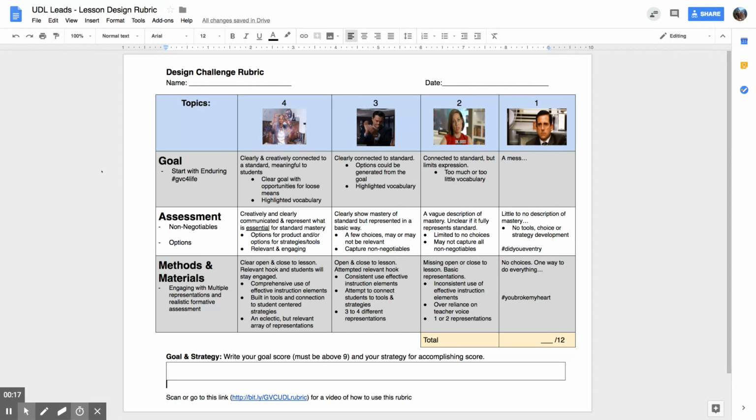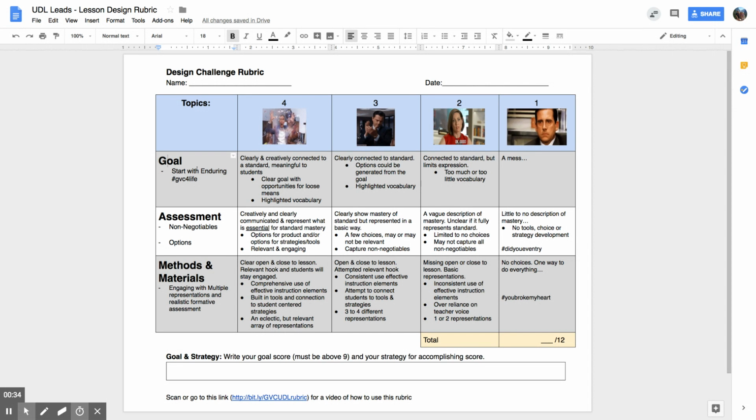As we go through and talk about the connection between GVC and UDL, we're going to be working through what's called a backwards design. This is something that shouldn't be new to you, but we're going to first look at goals, then assessments, and then methods and materials.